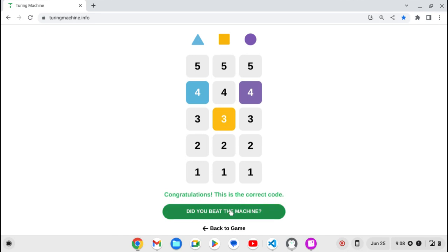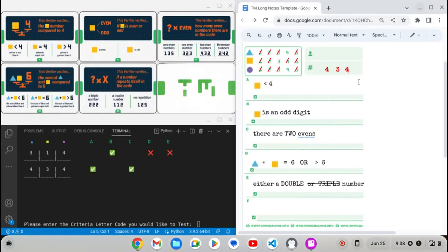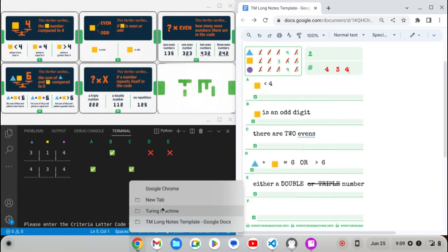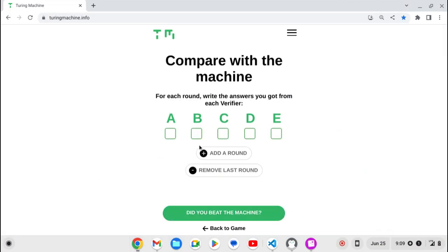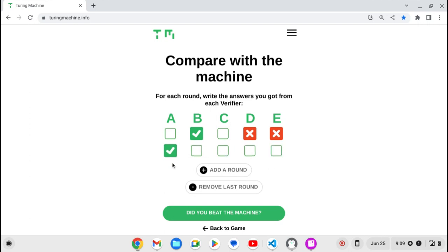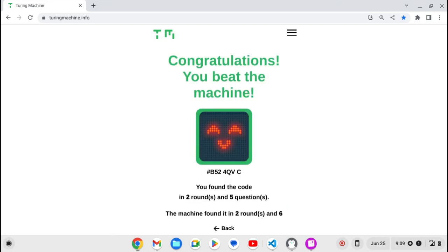But of course, let's see how we did versus the Turing machine. Okay, so round 1 we did B, D, E, and the last 2 were incorrect. And then in the second round, it was the other 2 criteria cards, A and C, and they were both correct. And so how do we do? Okay, so we beat the Turing machine by 1 question.